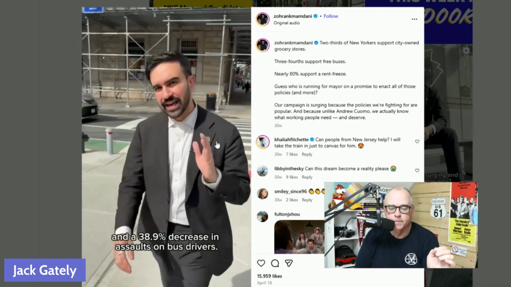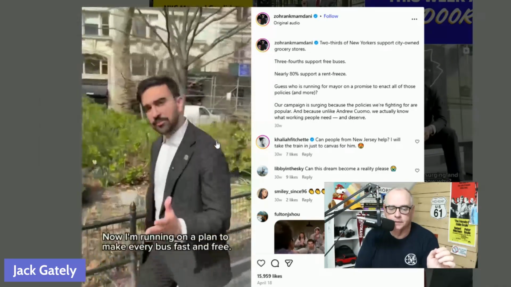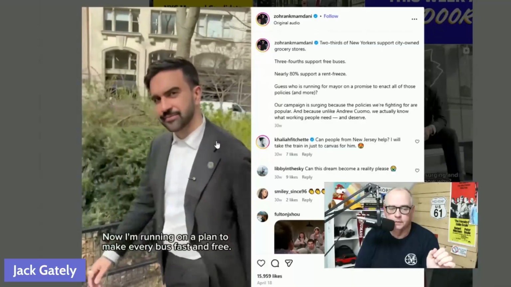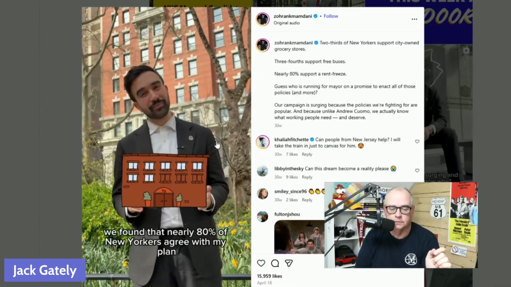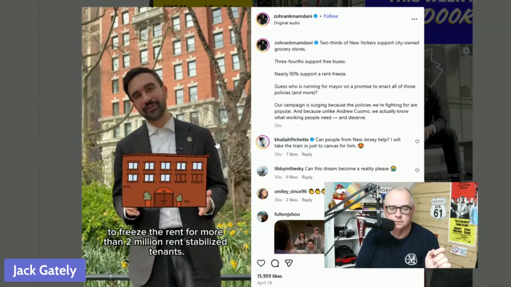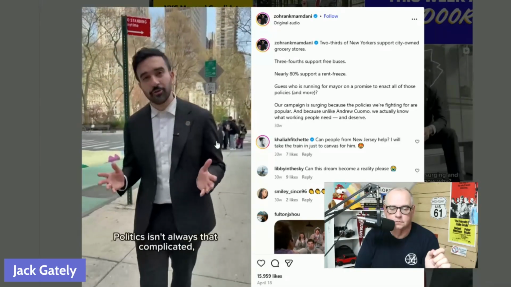9% decrease in assaults on bus drivers. Now I'm running on a plan to make every bus fast and free. And finally, this week we found that nearly 80% of New Yorkers agree with my plan to freeze the rent for more than 2 million rent-stabilized tenants. Politics isn't always that complicated.